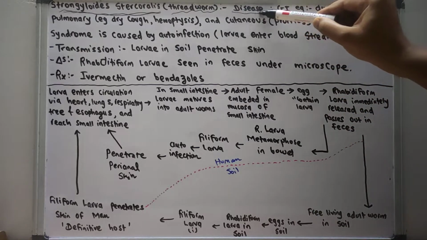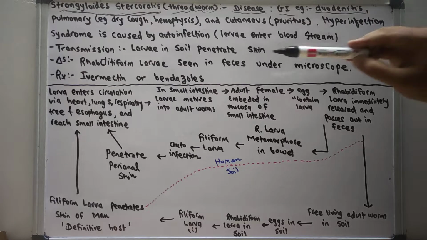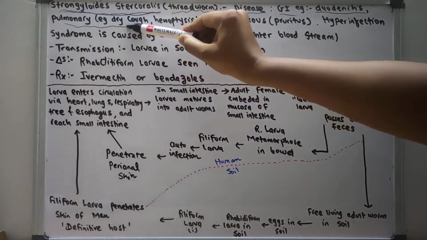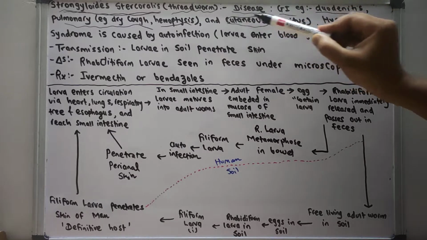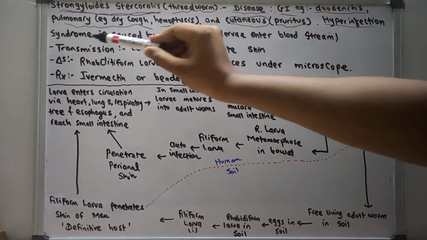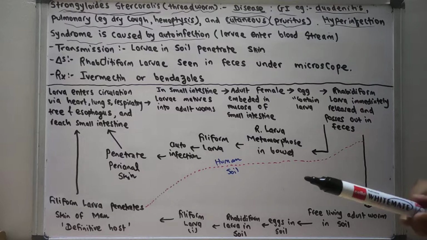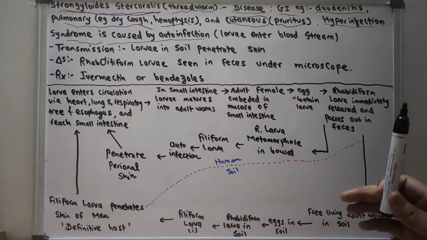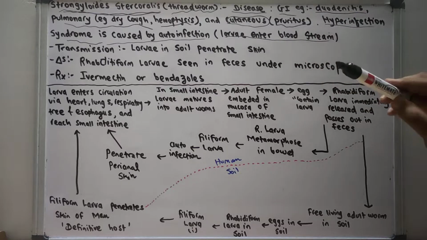So mainly the disease caused by this threadworm is in the GI tract, where it causes duodenitis, and in the pulmonary system it causes dry cough and hemoptysis, and in the skin we see pruritus. The hyperinfection syndrome of the threadworm is mainly caused by autoinfection. Hyperinfection syndrome also occurs if the larva enters the bloodstream.